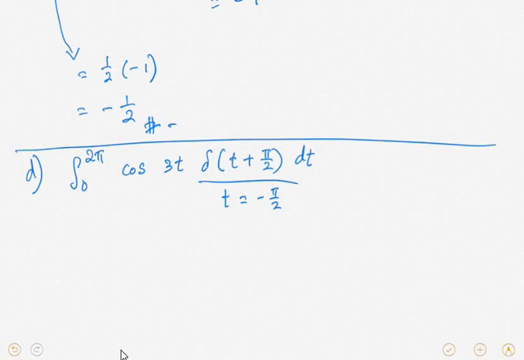So if this is 0, this is 2 pi. So -pi over 2 is not within the interval. Therefore, this integration from 0 to 2 pi will be equal to 0 because it's out of range.